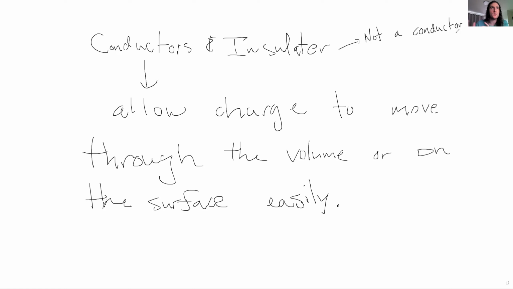So insulators, when you start to talk about insulators, to define it, you say it's not a conductor. Another way you could say it is it does not allow charge to flow easily through or on its surface. Okay, but we already know that charge is allowed to flow, right? We've seen it in the lab. A PVC pipe is not a conductor, it's an insulator.